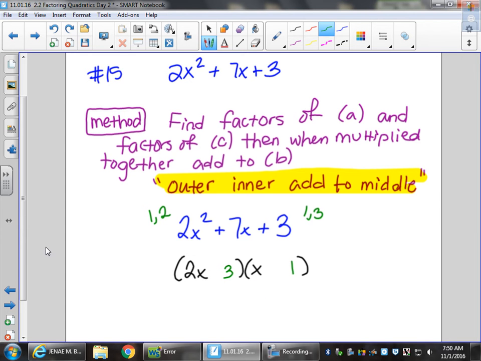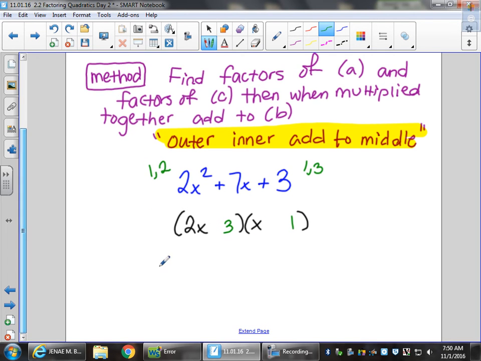So now we are going to actually guess and check outer, inner, right? By outer, I mean this. So what is 2x times 1? 2x. What's 3 times x? 3x. Positive. So these both have to be positive or both have to be negative. Can I get to 7? No. I can either get a 5x from that or a negative 5x, right?